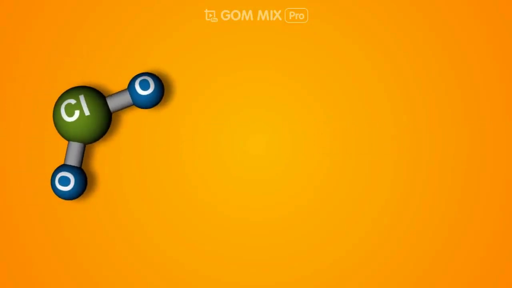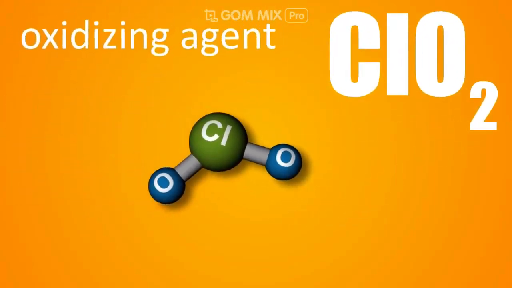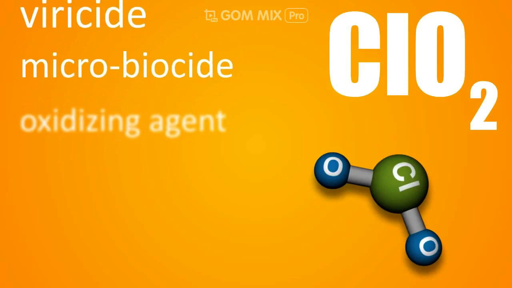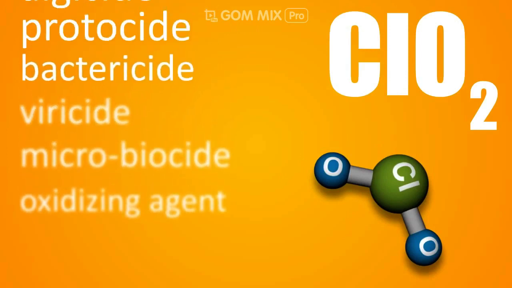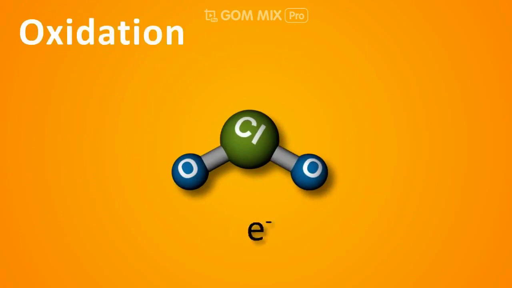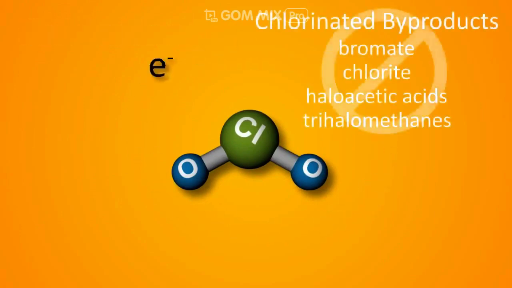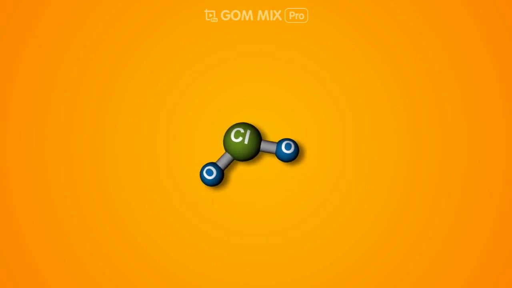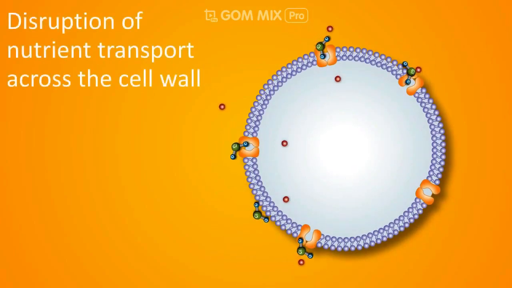Chlorine dioxide, or ClO2, is an extremely powerful oxidizing agent, microbiocide, viricide, bactericide, protocide, and algicide. It disinfects through oxidation. However, unlike other oxidants, it does not produce chlorinated byproducts. Specifically, it rapidly kills microorganisms by disrupting the transport of nutrients across the cell wall.